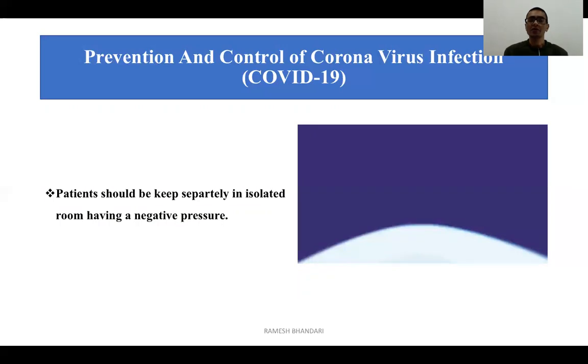Another important step in controlling and preventing COVID-19 virus infections is that the suspected cases or the confirmed cases of COVID-19 virus infection, the suspected patients or the confirmed patients, will be kept separately in an isolated room having negative pressure.